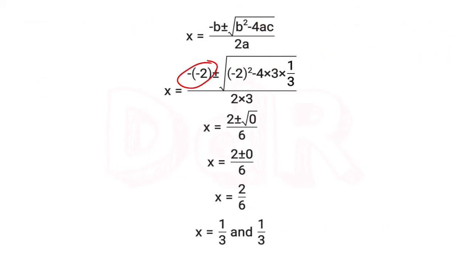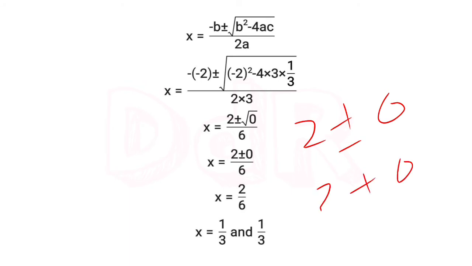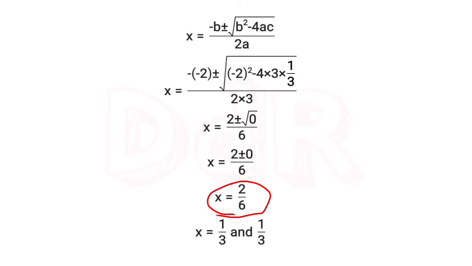So minus of minus 2 is plus 2, divided by 2 3s are 6. Next, the square root of 0 is 0. So 2 plus or minus 0, divided by 6. Now 2 plus or minus 0 is nothing but 2 plus 0 and 2 minus 0. 2 plus 0 is 2, and 2 minus 0 is also 2. So that is why x equals 2 by 6.